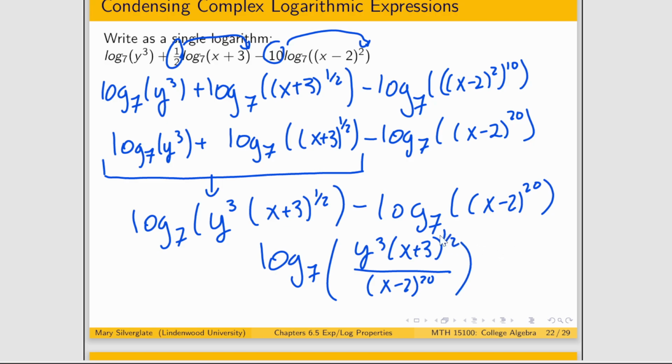If you really want to rewrite this x plus 3 to the 1/2 as the square root of x plus 3, go crazy. Otherwise, you are good.